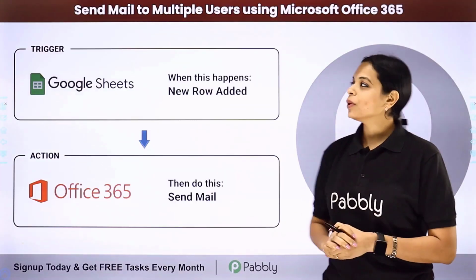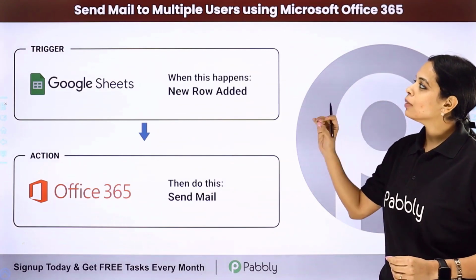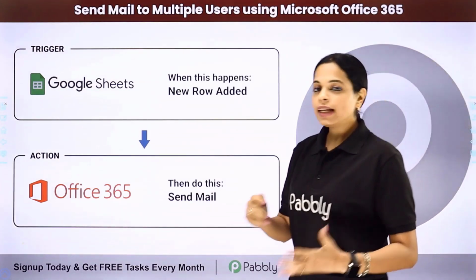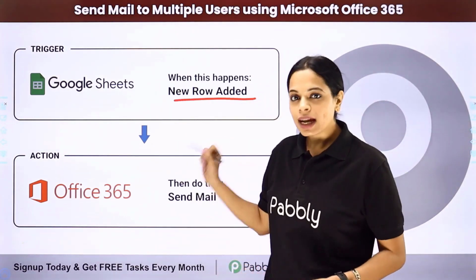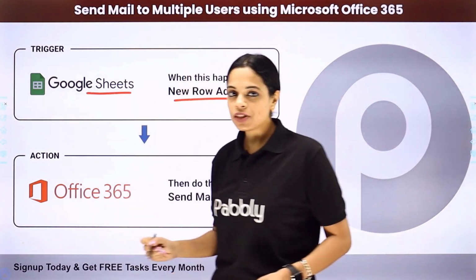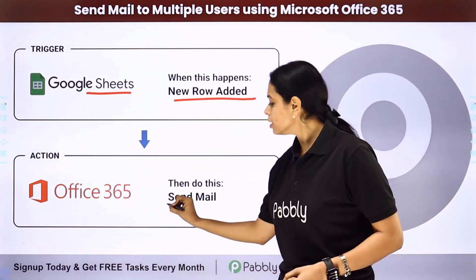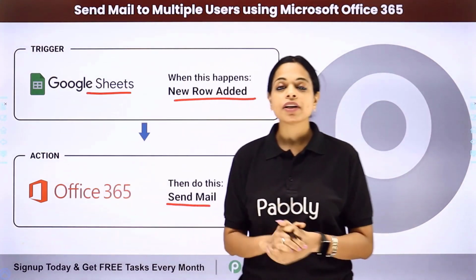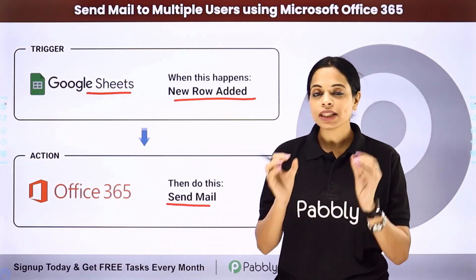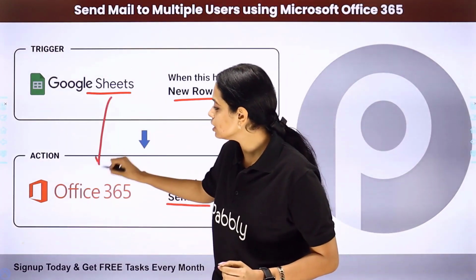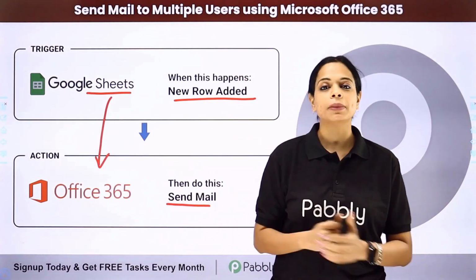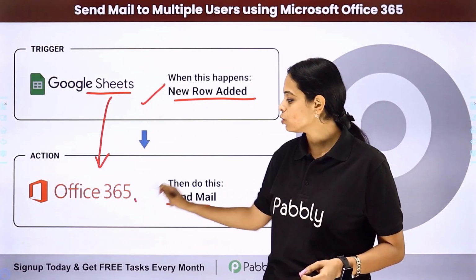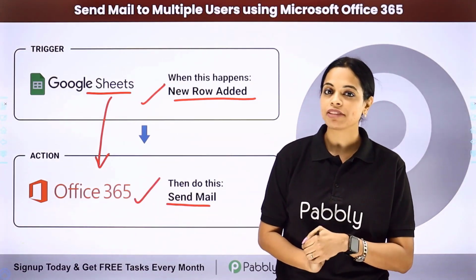In this video, we are going to see how to send mail to multiple users using Microsoft Office 365. So here, let's say that every time a new row is added in your Google Sheet, which is a spreadsheet, you can automatically send mail to multiple users through Office 365. Now, how can you do that? For this, you will have to set up some integration between the two applications, and the same thing can be done using Pabbly Connect software. Here, your trigger application would be Google Sheet and your action application would be Microsoft Office 365.